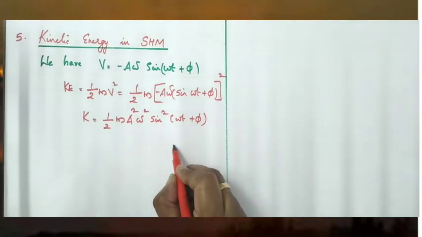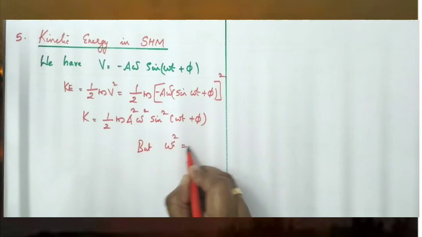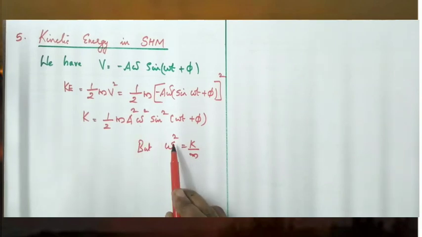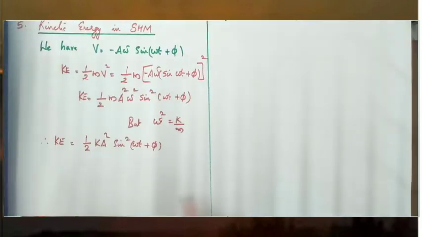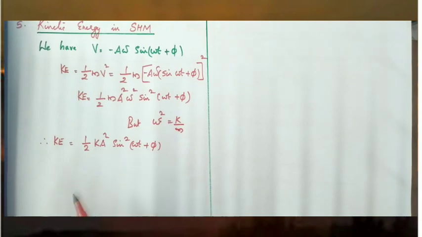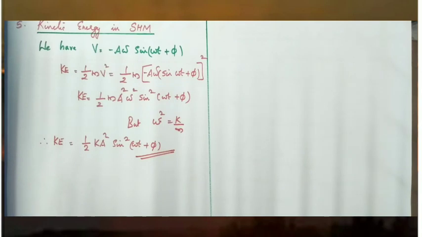And we know omega square, what is the formula for omega square? Omega square is k by m, isn't it? Omega square equal to k by m. So here omega square into m can be substituted as k. Therefore, kinetic energy is half k a square sin square(omega t plus phi). This is the formula for kinetic energy of a particle exhibiting simple harmonic motion.